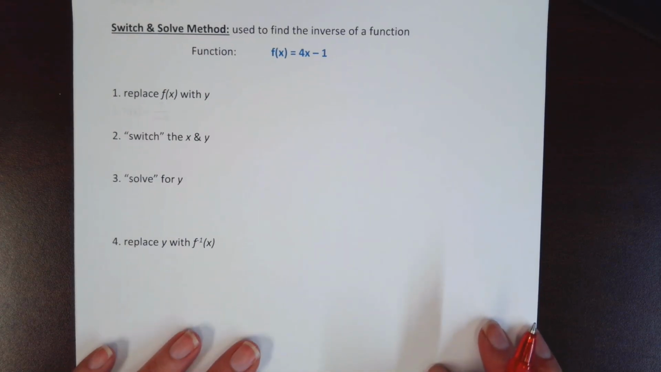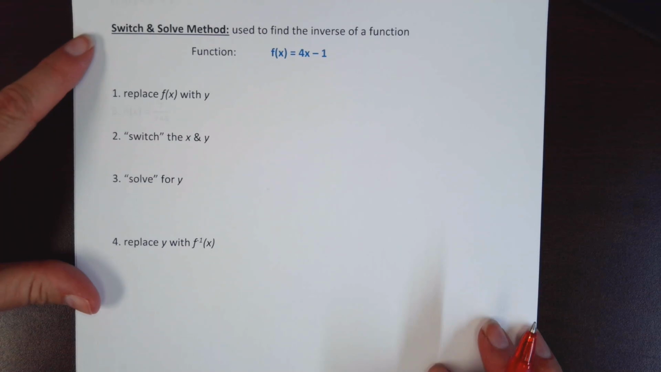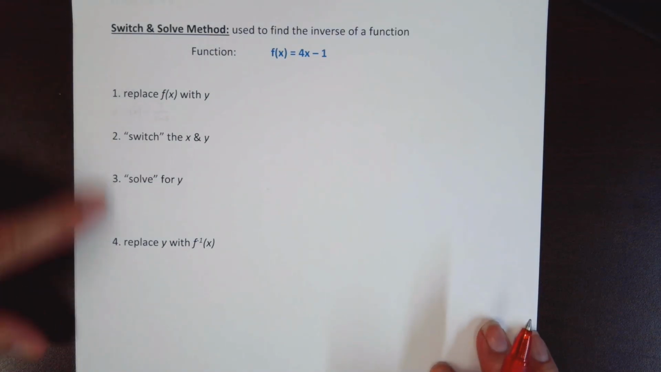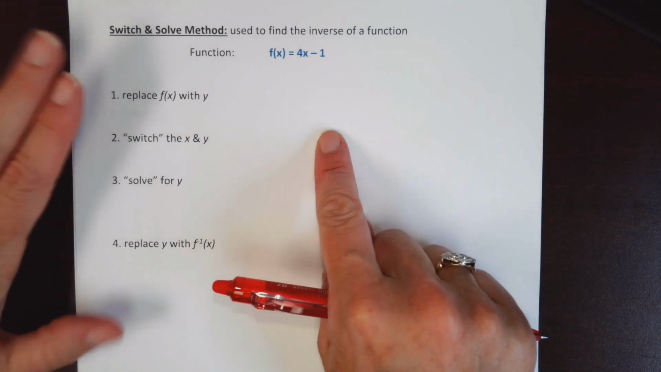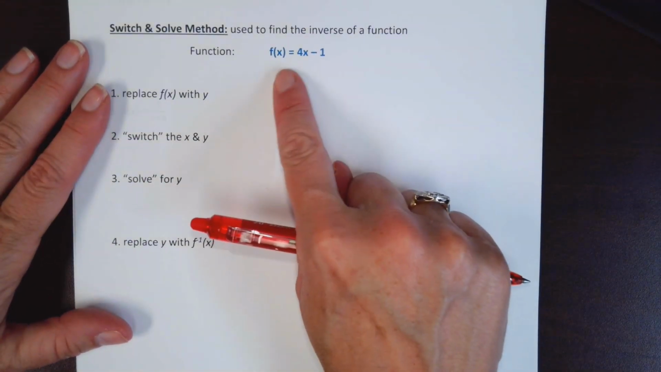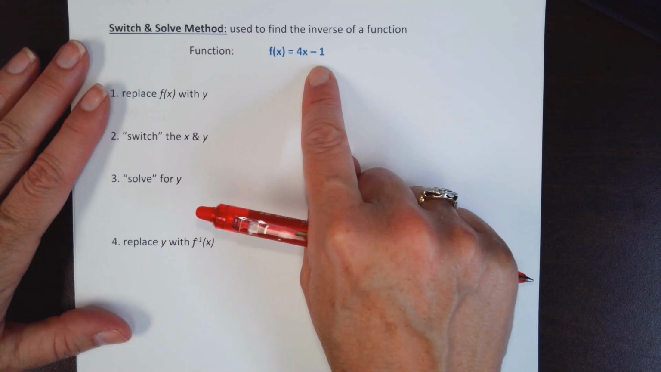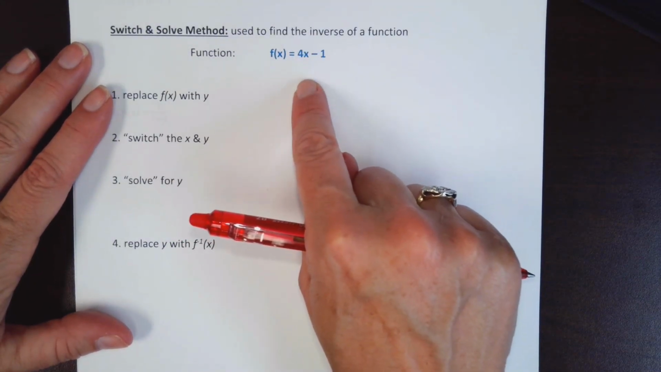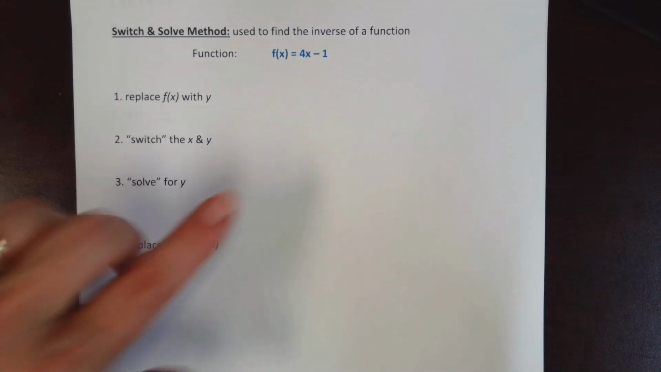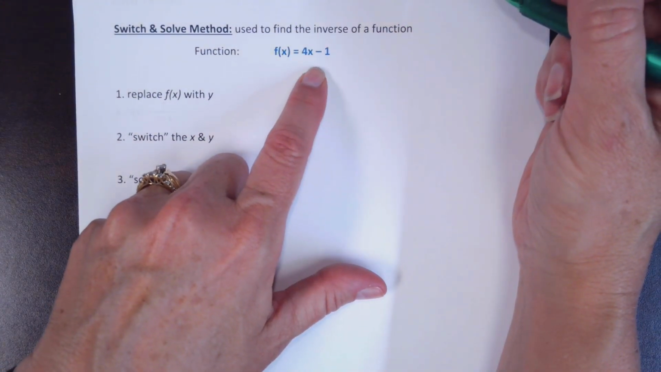Well, to find the inverse of a function, we use the switch and solve method. Super simple, 4 quick steps. I promise, it's not a big deal. We've got an example function that we're going to work with right here: f of x equals 4x minus 1. What type of function is that? If I were to graph this, what is my graph? I want you to get in the habit of thinking about that.